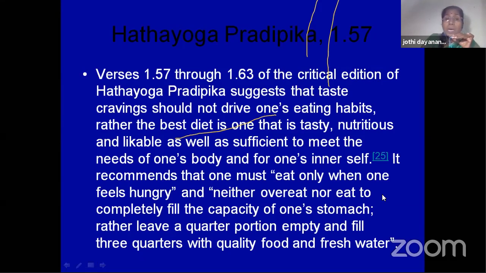So what they say in the Hatha Yoga Pradipika is that the food can be tasty, it should be nutritious, it should be likable. Next time when I serve you the same food, you should be able to like it and eat it, as well as sufficient to meet the needs of one's body, that is your vitamins, your minerals, whatever demands our body requires, all that has to be met there. And it should meet the needs of the body and of the inner self. So one should feel satisfied.